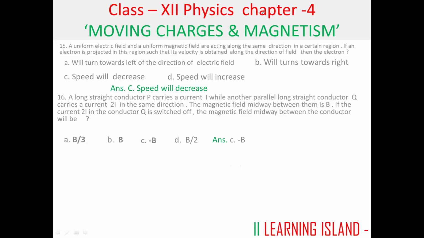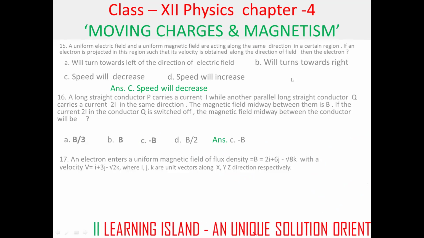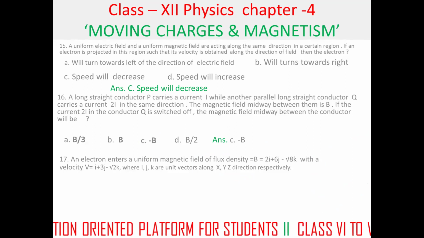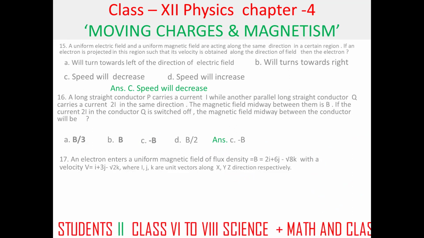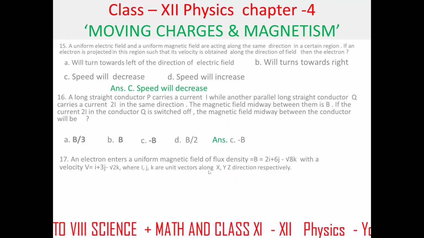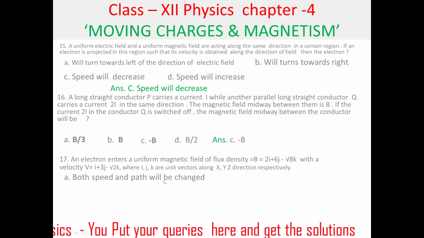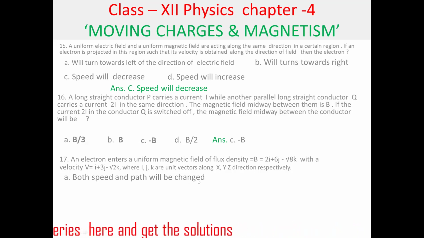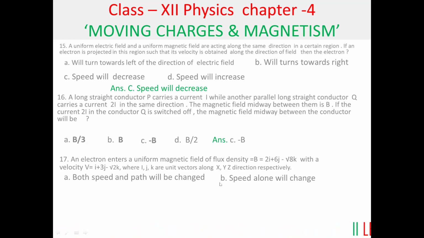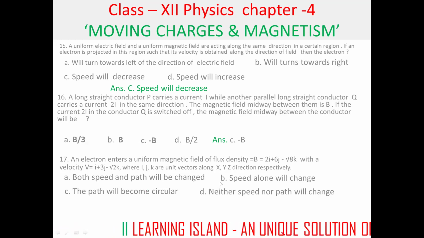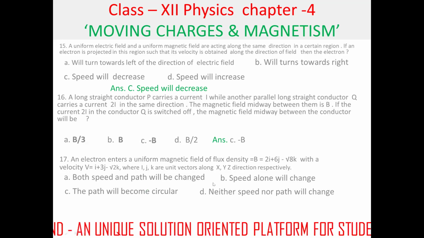Next question. An electron enters a uniform magnetic field of flux density B with a given velocity in the x direction. So the question is: will both the speed and the path change? Will the speed change? Will the path become circular? Or neither speed nor path will change? So which one is correct?